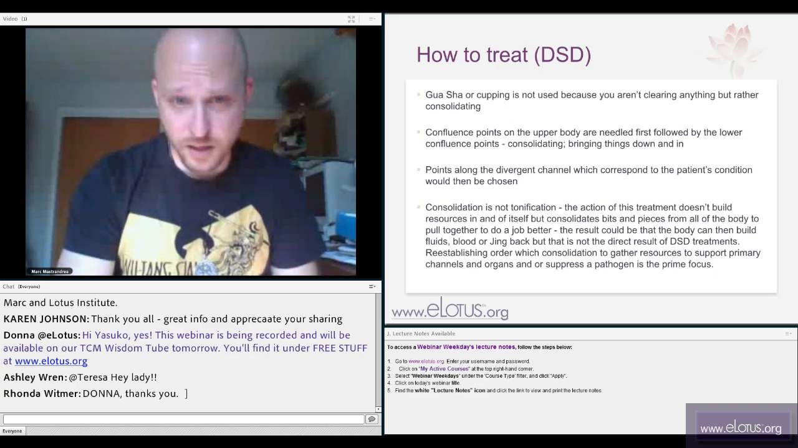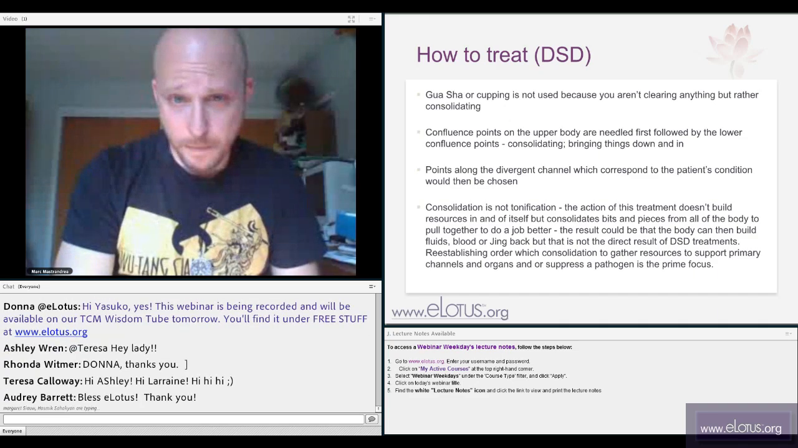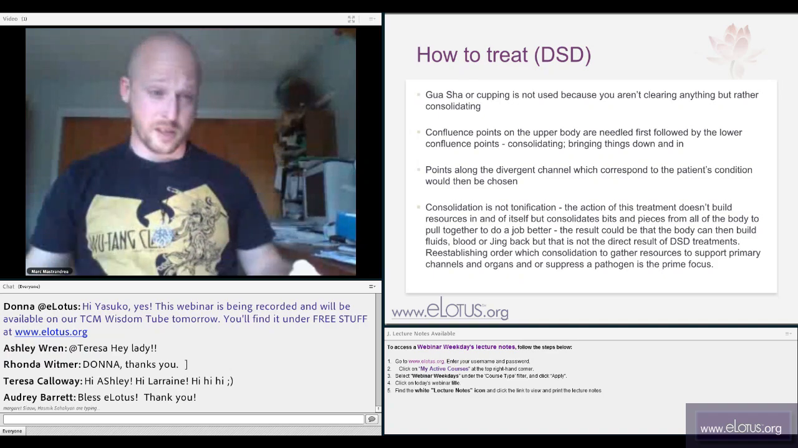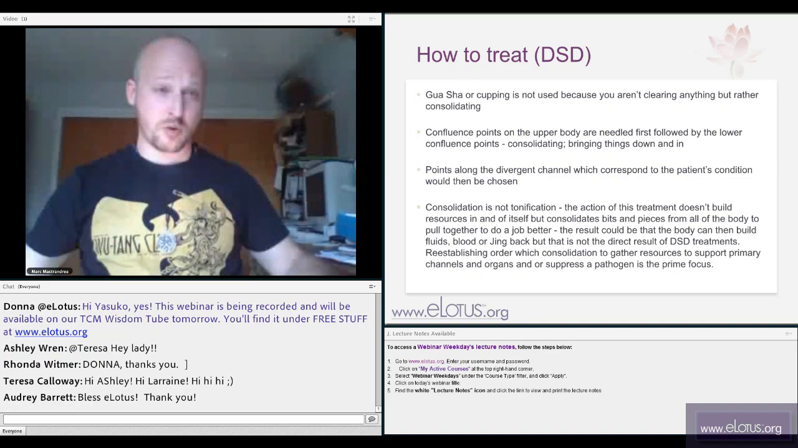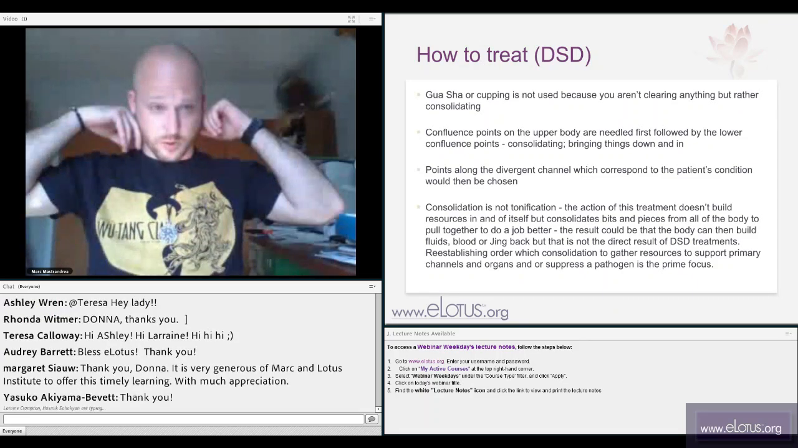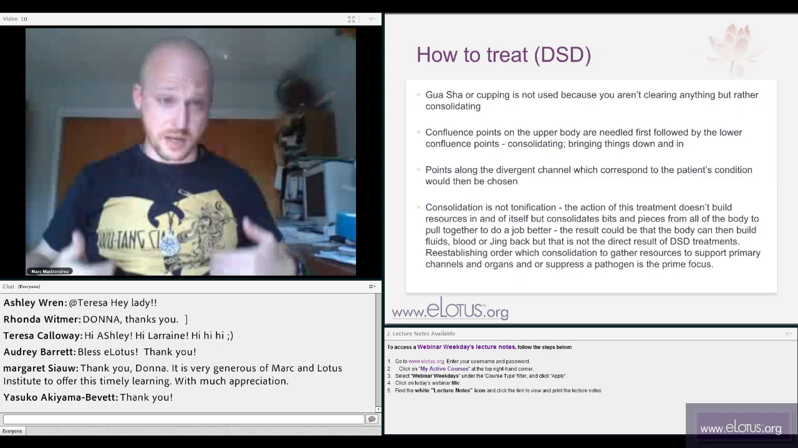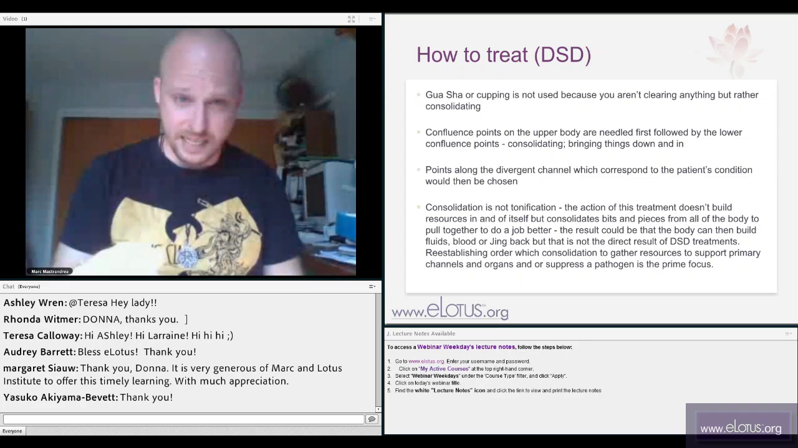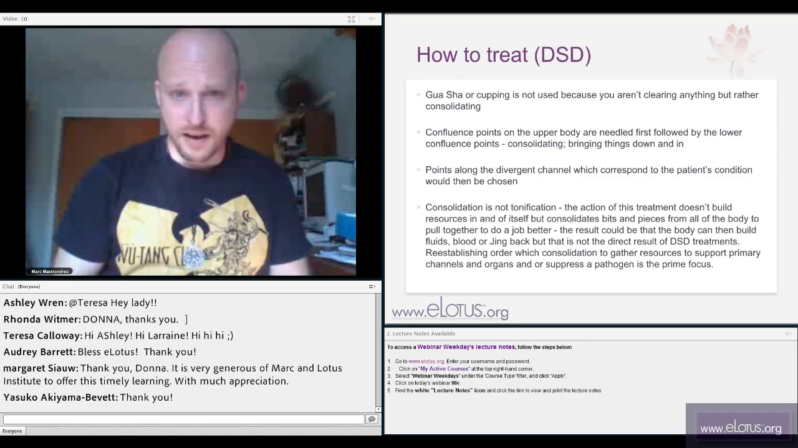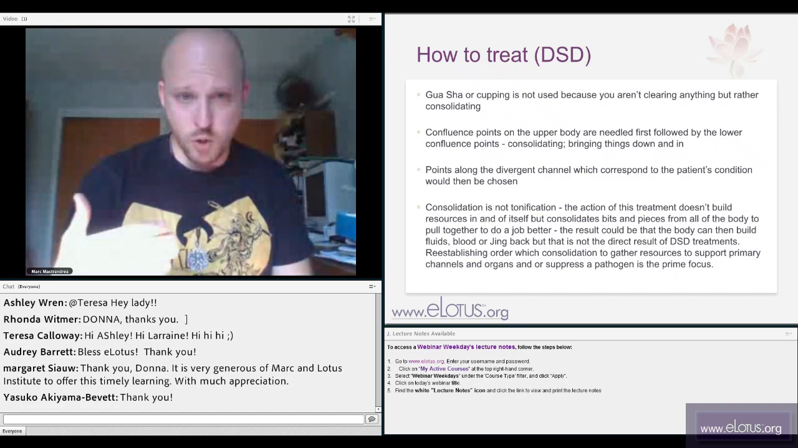All right. So I explained that here. Then you would start with this case, whereas coming out of the body with SDS, you start with lower confluence and then upper confluence. DSD, you bring things into the body. You start with the upper confluence, wherever they are, and then you needle the lower confluence with that DSD needling. Then you would add the points that you would associate.